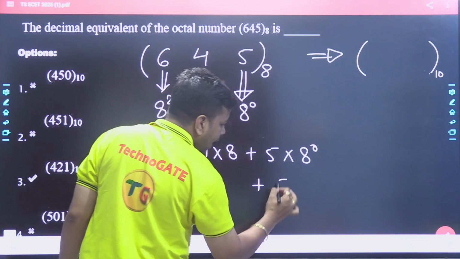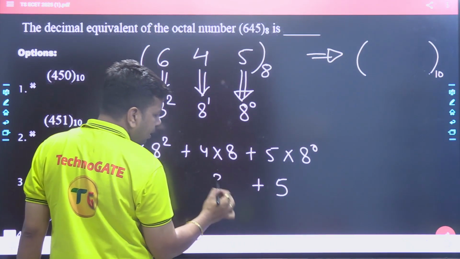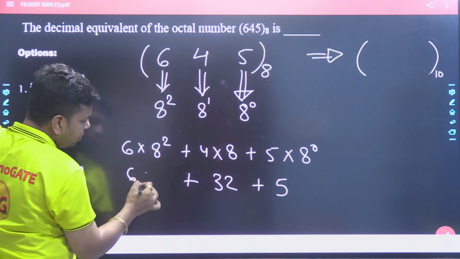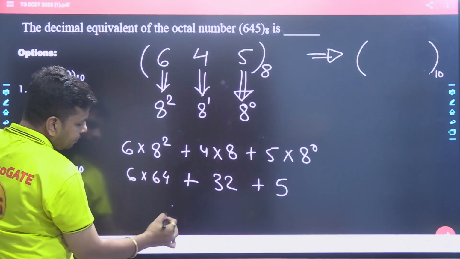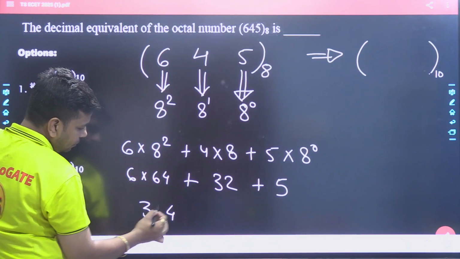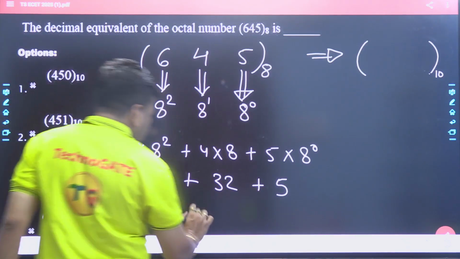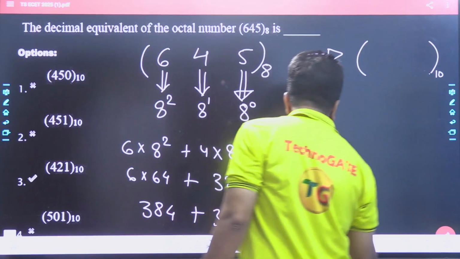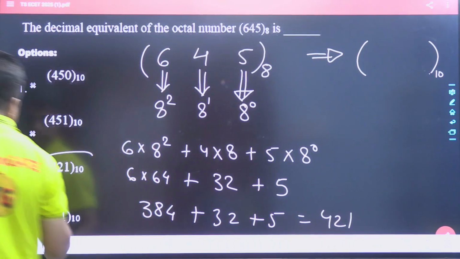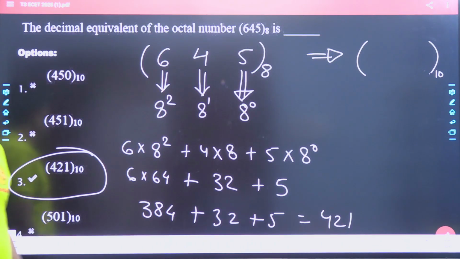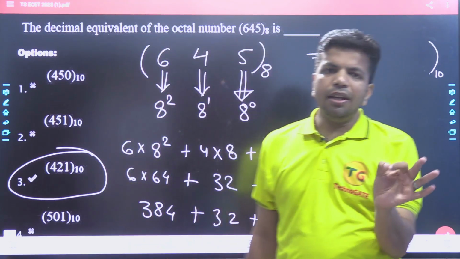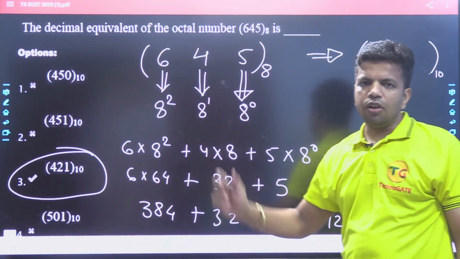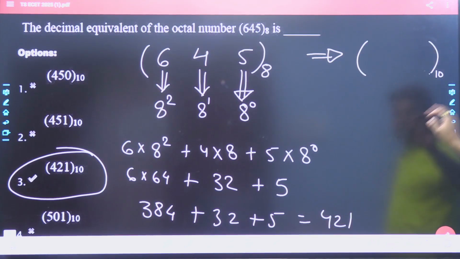So this becomes 5, this is 32, plus this is 64 into 6, that is 384. So 384 plus 32 plus 5. On calculating, it becomes 421. You can go with answer C. 421 is your answer. You simply need to convert the octal number to the decimal number. That would be the procedure, and this is your answer. Got it? Simply solve like this.